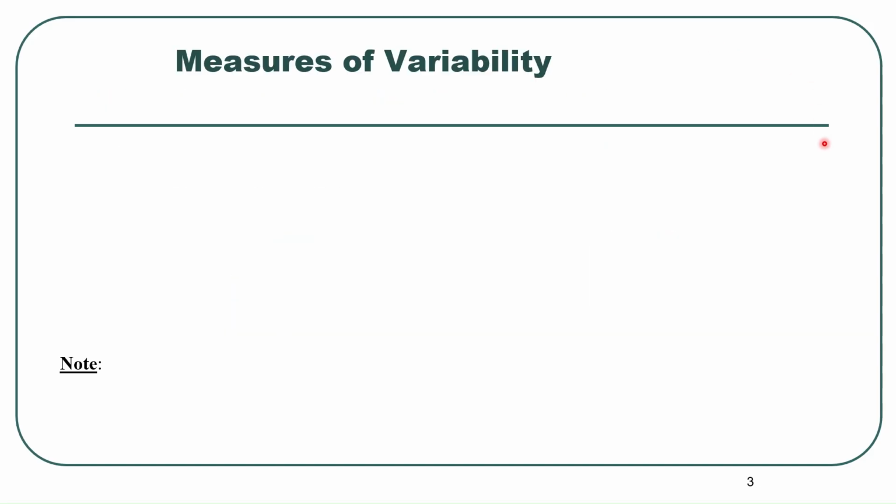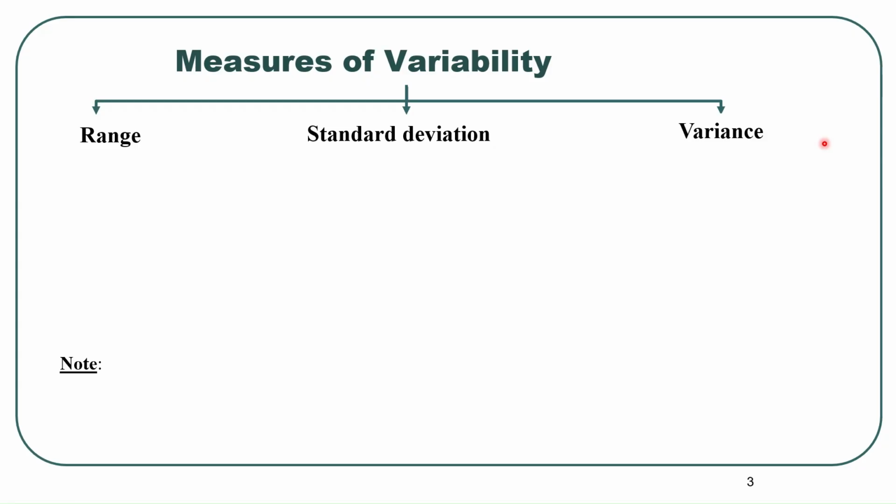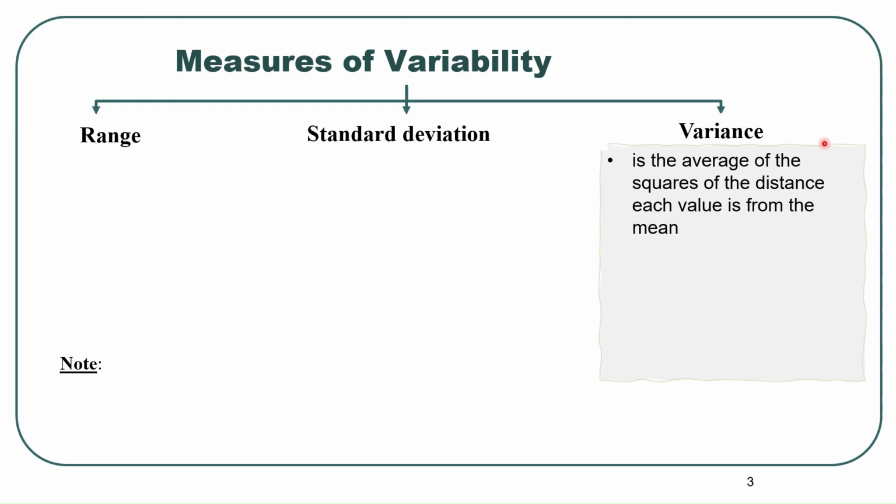So today we are going to cover three measures of variability: variance, standard deviation, and range. The variance by definition is the average of the squares of the distance each value is from the mean. I do have two formulas for the variance: one if I am using population data, and one if I am using sample data. For population data, the variance is called sigma square and it is calculated as such.